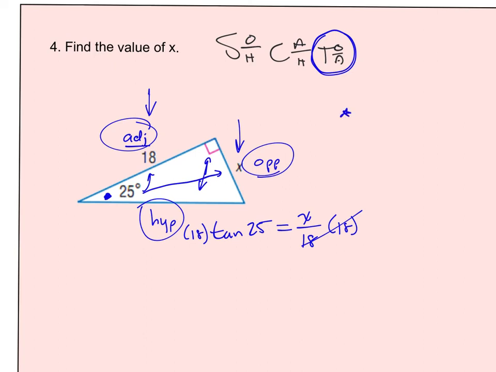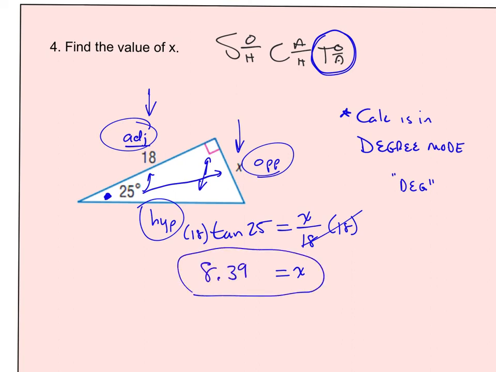One note, make sure your calculator is in degree mode. If you're not sure, on most calculators, phones, and iPads, you want to make sure DEG is showing up. Otherwise, if you have another calculator, I can show you how to do that. So 18 times tangent of 25 is just going to be 8.39. And that answer should make sense. 8.39, that's a fine measurement for that. That's not too big, not too small. That's pretty fitting.